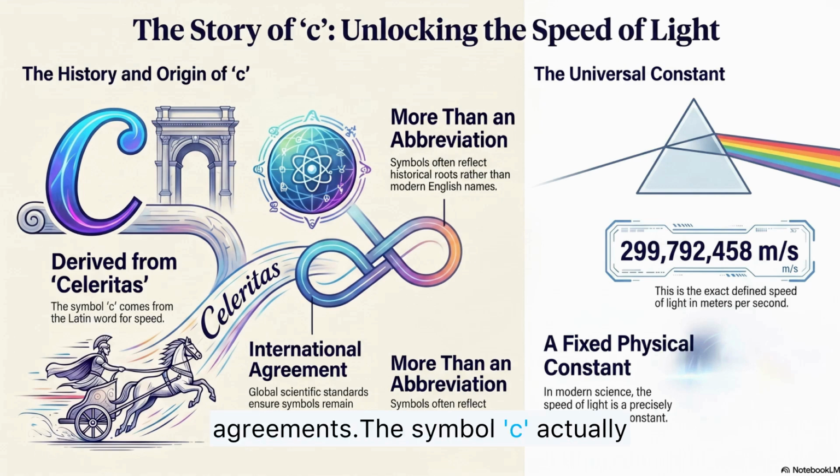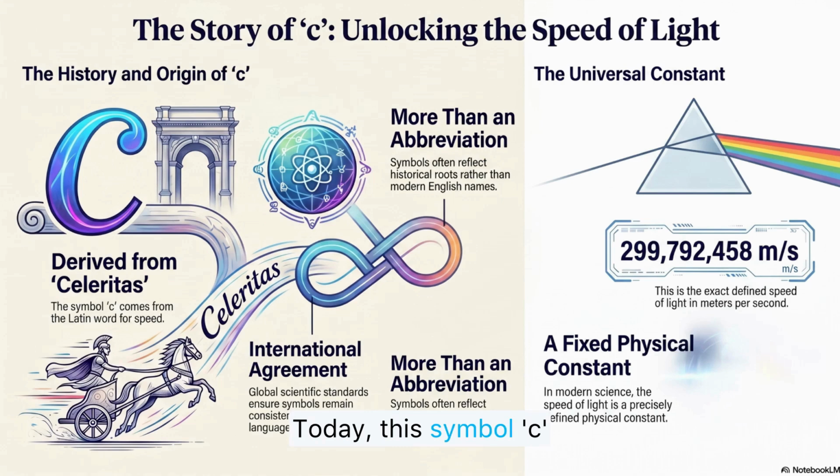The symbol C actually comes from the Latin word celeritas, which translates directly to speed. Today, this symbol C represents one of the universe's most important physical constants. If you want a great tip for your exams, be sure to remember this.